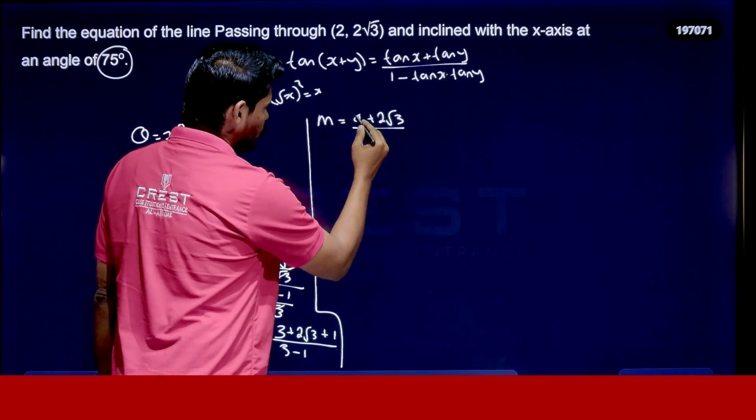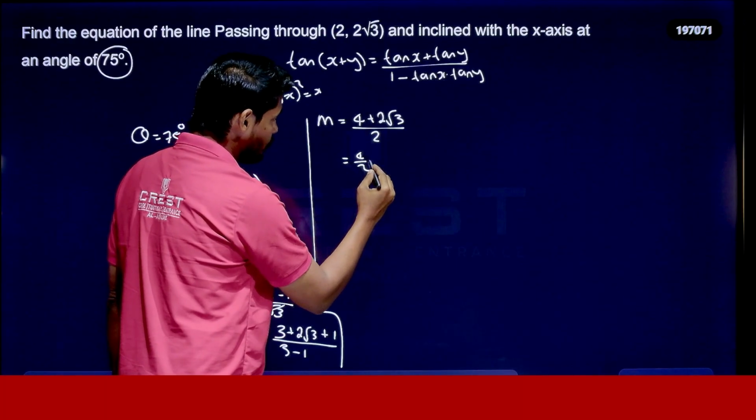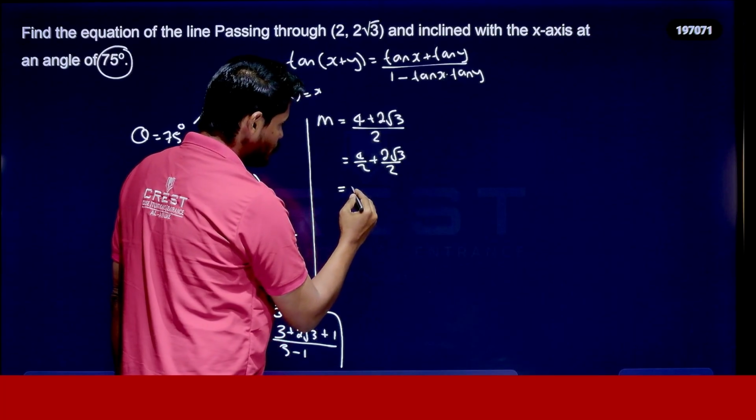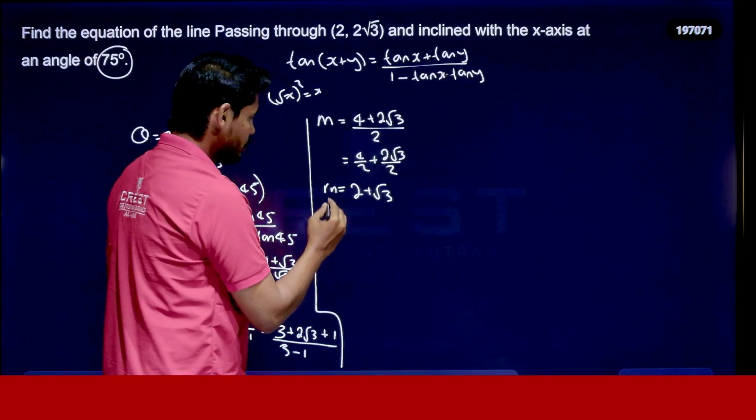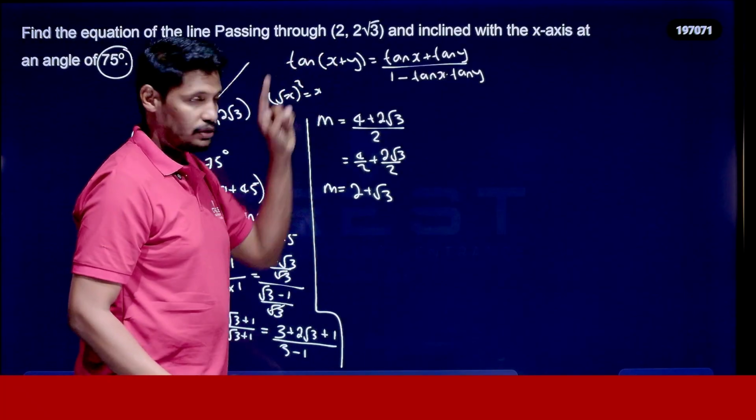is 2. You can divide it, what is 4 by 2? It can be written as 4 by 2 plus 2 root 3 by 2. That is 2 plus root 3. This is your slope. So we got our slope, and we have one point also, 2 comma 2 root 3.